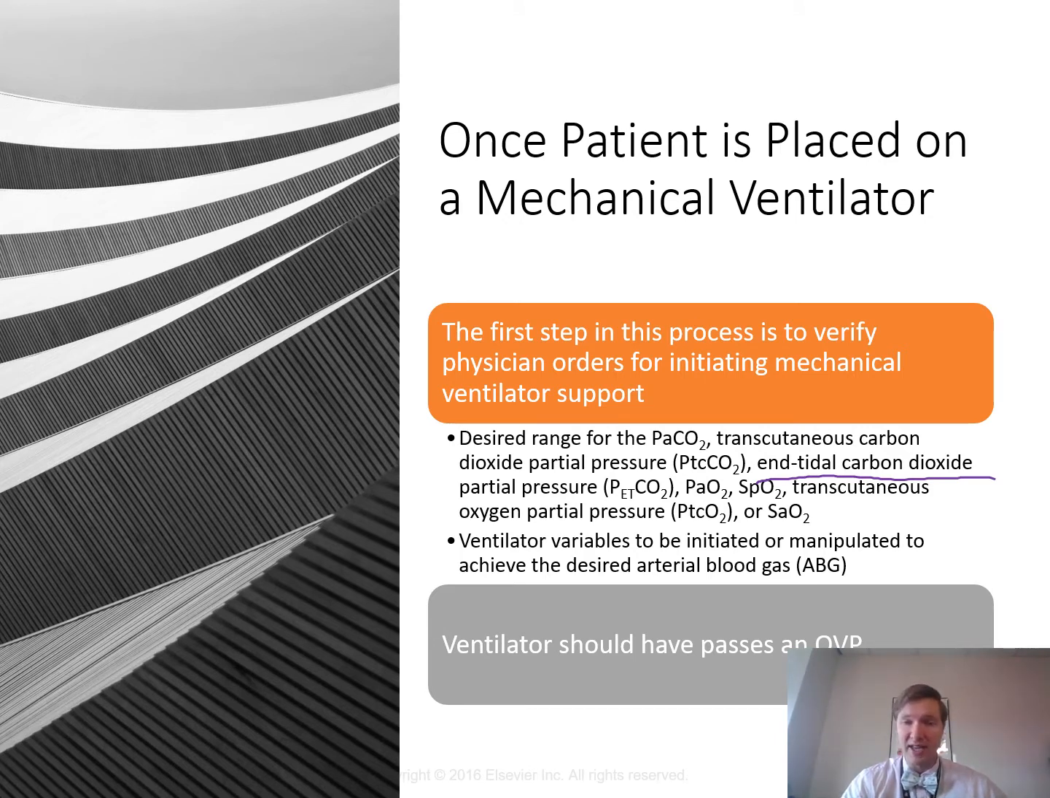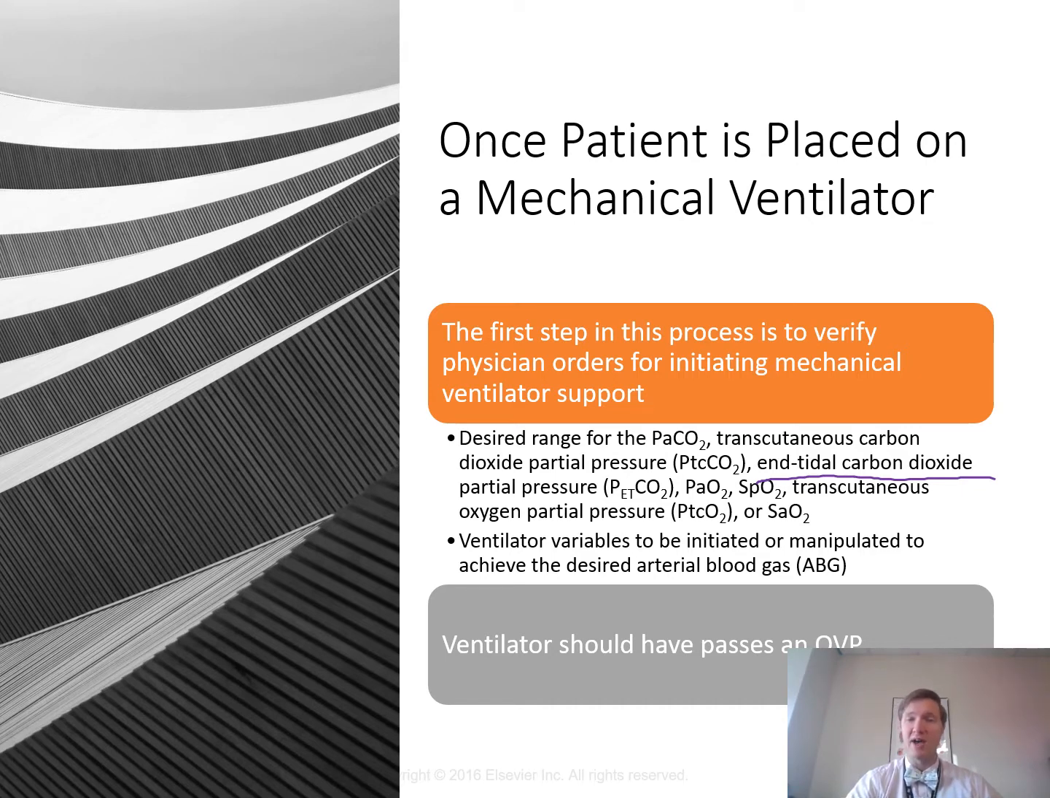PaO2 from an arterial blood gas, pulse ox, non-invasive SpO2, transcutaneous oxygen pressure, we can look at that as well. And SaO2 from the ABG is going to be your gold standard, and PaO2 from ABG. Same thing with CO2 from ABG; these are your gold standards for ventilation and oxygenation. So gold standards for ventilation and oxygenation are off of arterial blood gas, not from non-invasive monitoring. Ventilator variables can be initiated or manipulated to achieve the desired ABG goals.